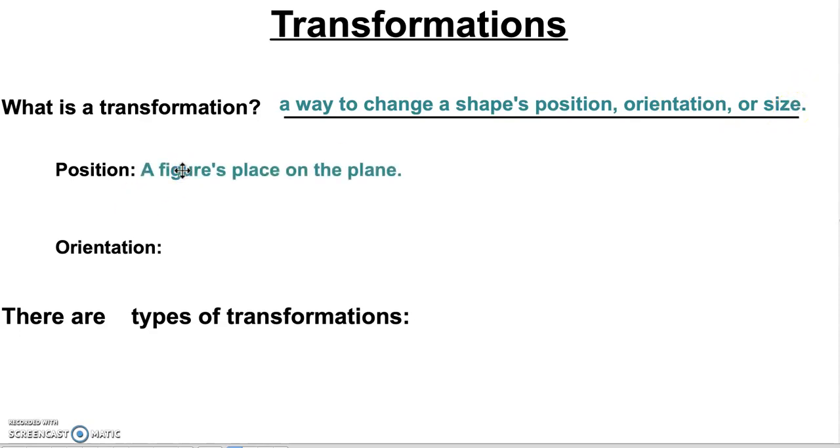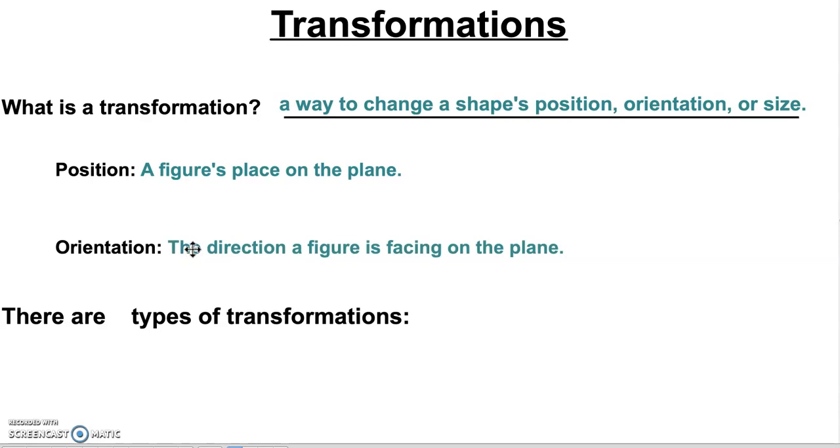Position means a figure's place on the plane. So where that figure is, its placement. So for example, standing in different parts of a room, whether it's by my teacher desk or standing in the doorway.